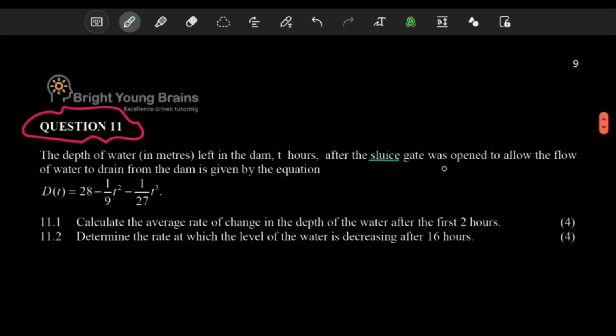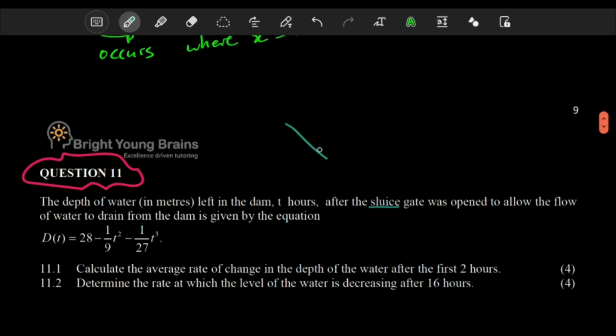So this gate was opened to allow the flow of water to drain from the dam. Sorry, my bad. The depth of water left in the dam T hours after the gate was opened to allow the flow of water to drain from the dam is given by this equation. So what they mean is, as time passes, the depth of water in this dam is decreasing because there's a gate open.